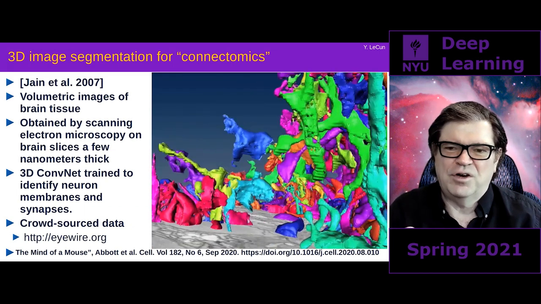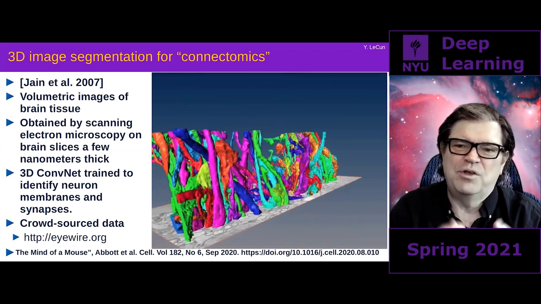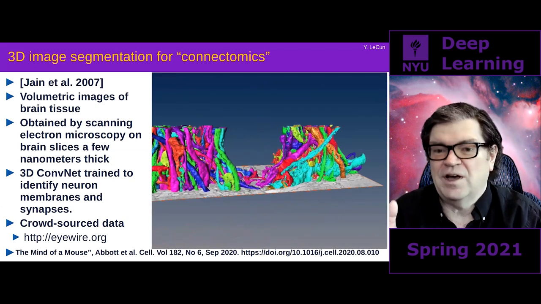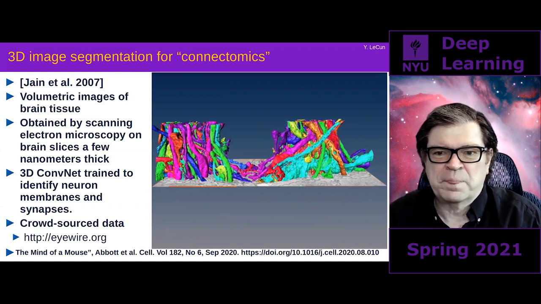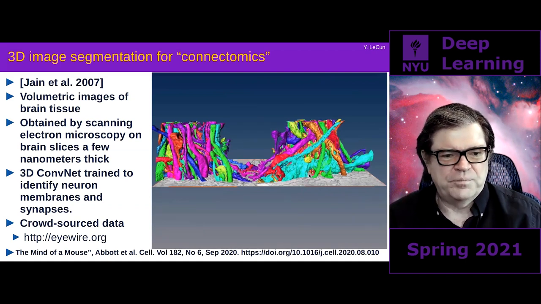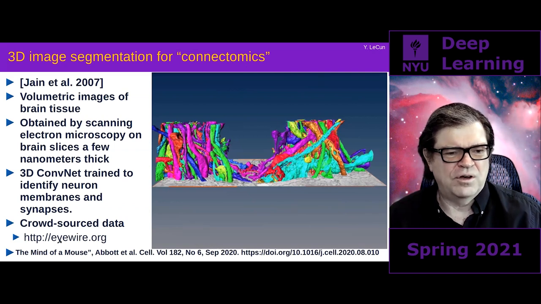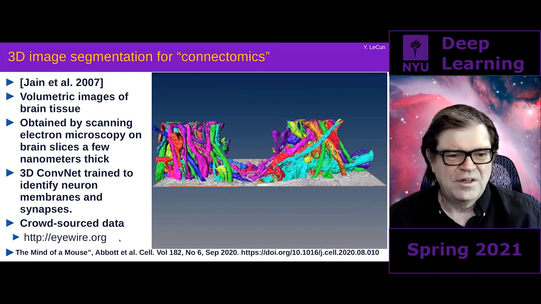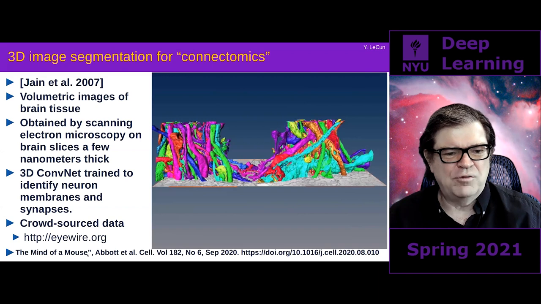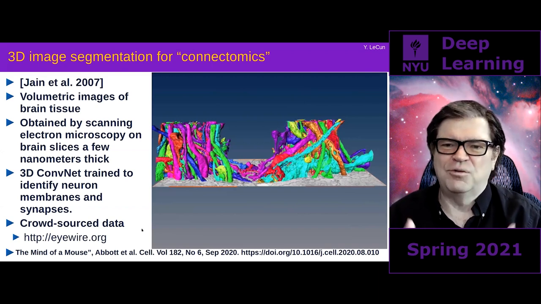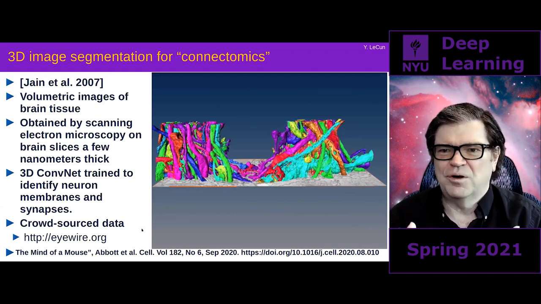And if they can identify the contacts between neurons, they can also basically reconstruct the wiring diagram, if you want, of a piece of brain. The data was actually collected using crowdsourcing at this website here, iwire.org. You can play with that if you want. And there's a recent review paper that I'm a co-author on called The Mind of a Mouse. And it basically advocates for the fact that we should do this for the entire brain of a mouse.